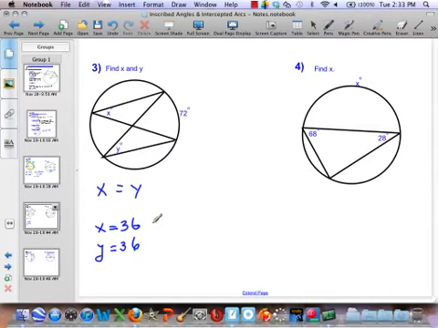Okay, take a look at number 4. We got a lot of things going on here on number 4. Not really. Well, a lot of different concepts coming into play. All they need to do is hit the arcs and then subtract them from 360.